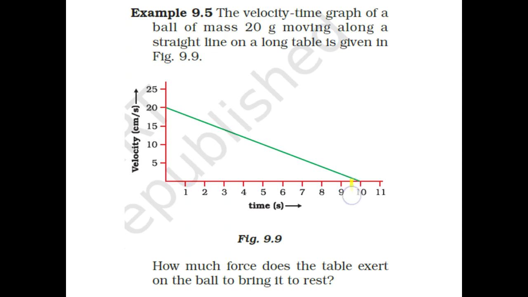Then after 10 seconds, its velocity is 0 because the graph comes down here. So final velocity is 0. And in how much time does this velocity come to 0? In 10 seconds. So three pieces of information we have found from this graph: number 1, initial velocity; number 2, final velocity; and third, time.